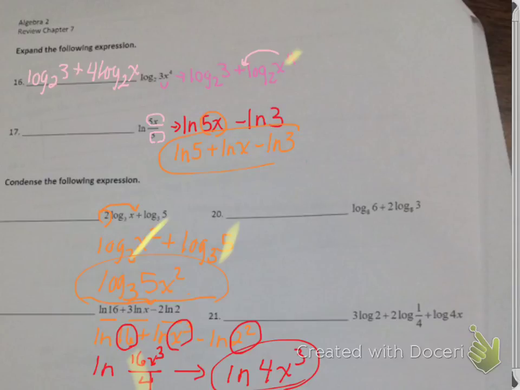Now we're going to focus our energy on 20 and 21. Again, when you're condensing, take care of the exponents first. So I have a 2 here being multiplied. That will turn into an exponent.